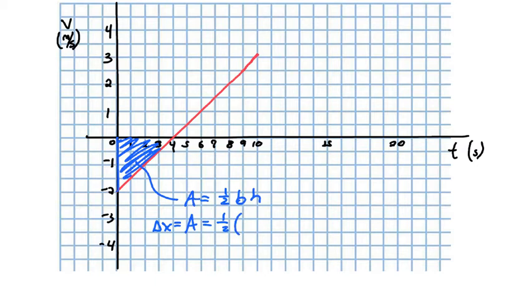It's 1/2 times my base, we'll say is 4 seconds, times the height of that triangle, and that'll be a -2 meters per second. Yes, if we had a triangle that we were just trying to measure, a piece of paper cut into a triangle here, it wouldn't make sense to have one dimension be a negative dimension, but here, since negative and positive velocities have different meanings, we do need to keep track of that information.